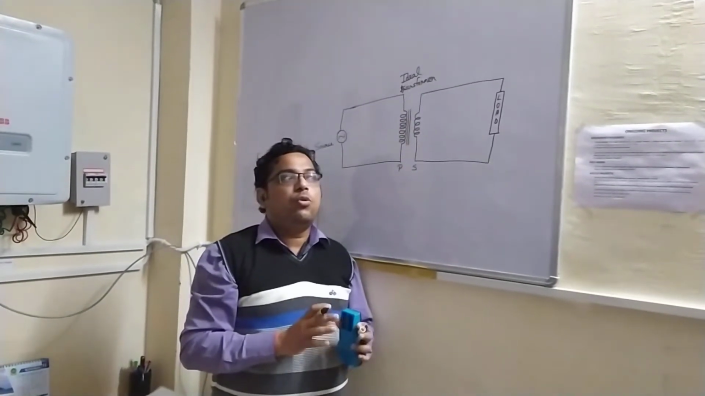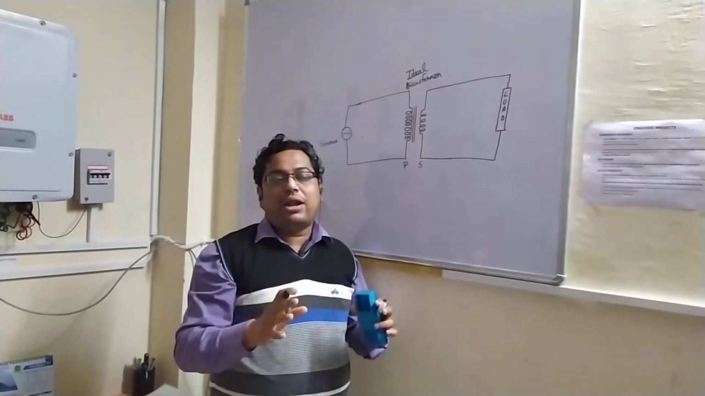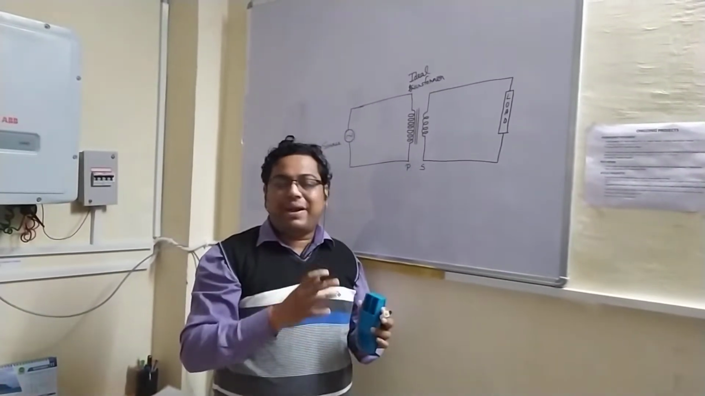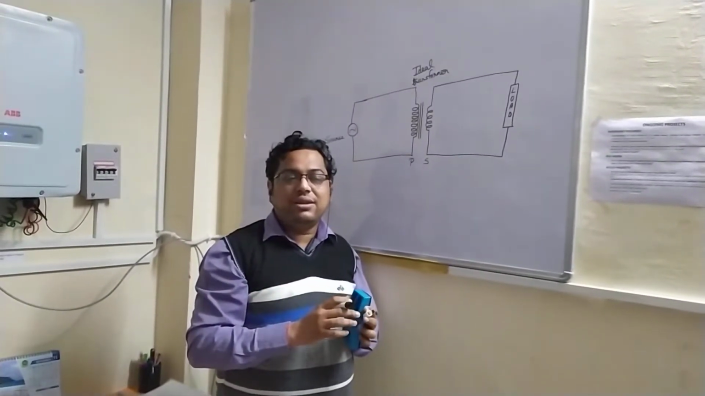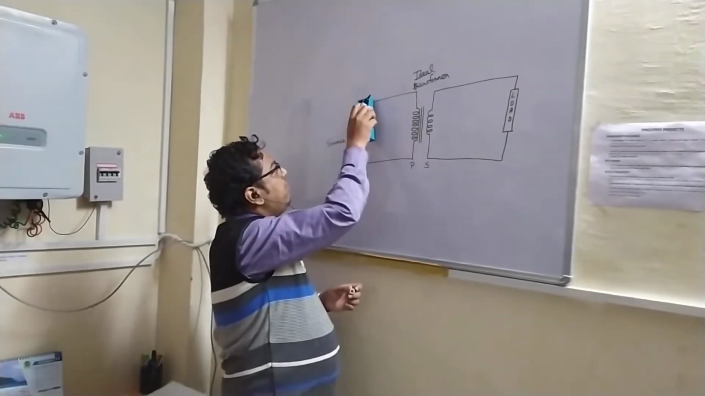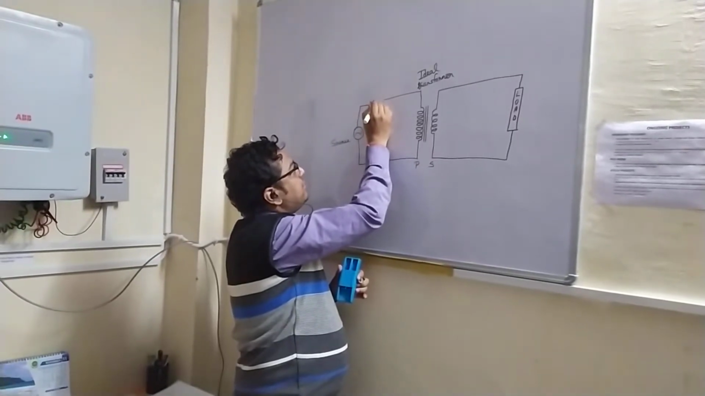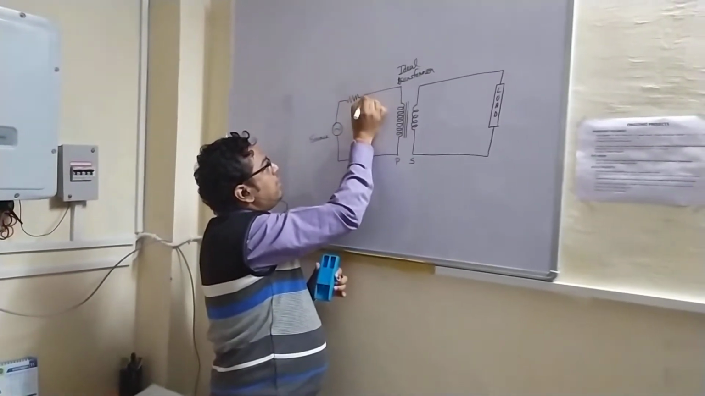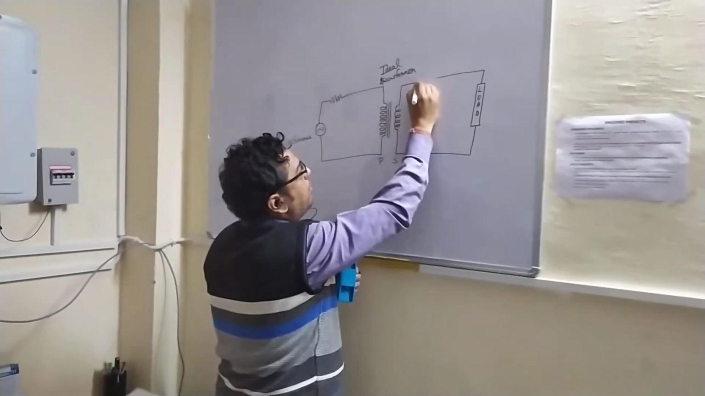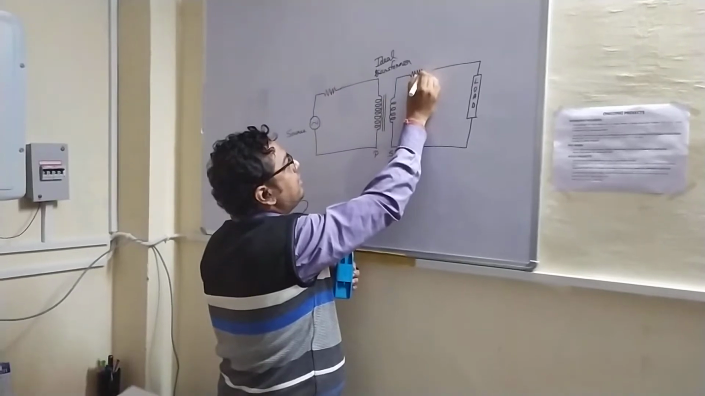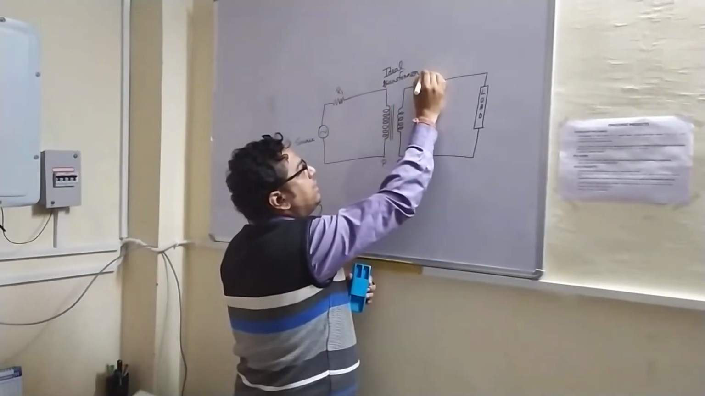Ideally, we assume that there is no resistance in the winding of the transformer. But practically, every transformer will have some finite amount of winding resistance. So that is to be included here. So we are having some resistance coming into play, and that would be there in both the primary and secondary side. Let us suppose this resistance is R1, this is R2.